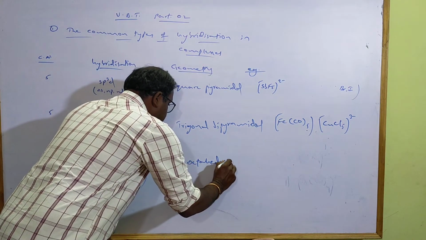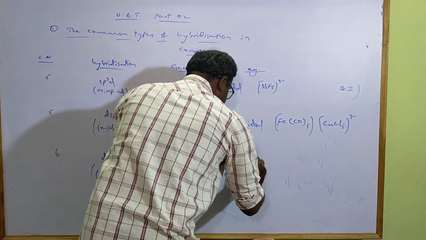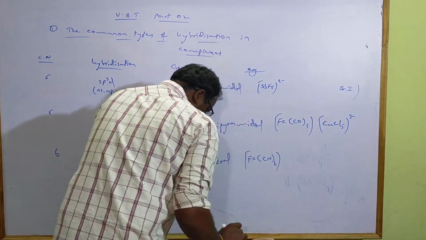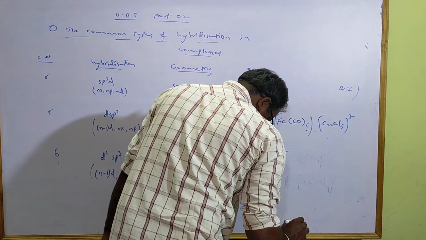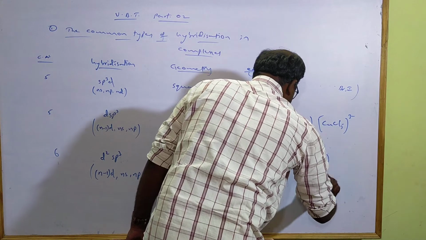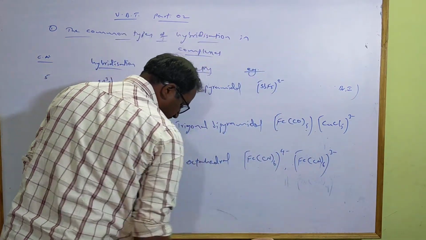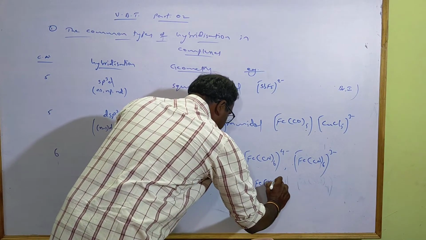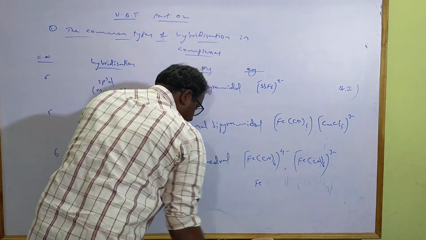Shape is octahedral. Examples for this are [Fe(CN)6]4-, where iron is in the +2 oxidation state, and [Fe(CN)6]3-, where iron is in the +3 oxidation state. Then [Fe(H2O)6]2+. I'm sorry, H2O is a weak field ligand.